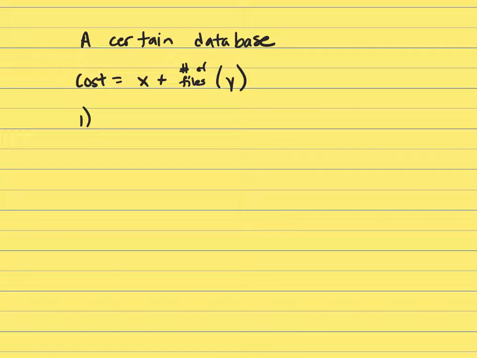The total charge to download 50 files is $150. So that's going to be X plus the number of files, which is 50, times Y equals the total cost, which is 150. Well, I'm trying to find X, but I can't solve this because I don't know how much the fee is to download. I don't know the registration cost, so I'm stuck.